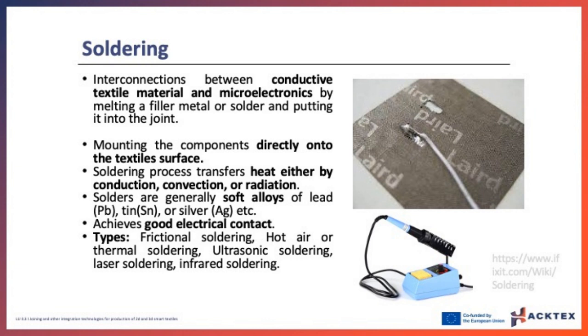Soldering process transfers heat either by conduction, convection, or radiation. Solders are generally soft alloys of lead, tin, or silver, etc. There are several types of soldering, among them, frictional soldering, hot air or thermal soldering, ultrasonic soldering, laser soldering, and infrared soldering are the name of few.